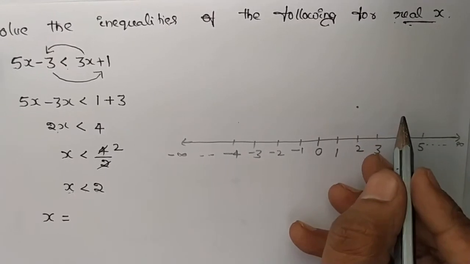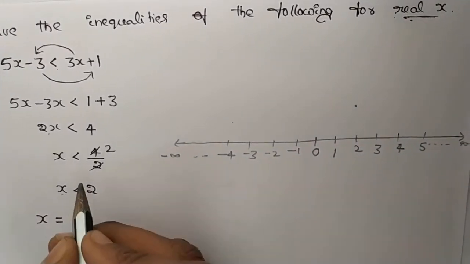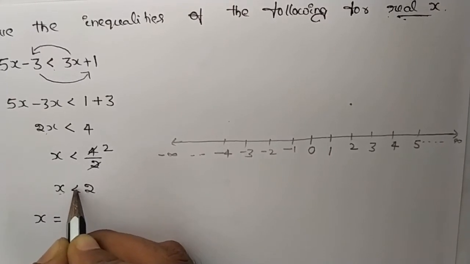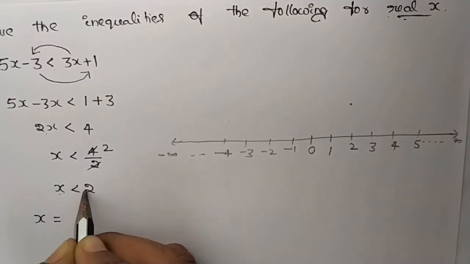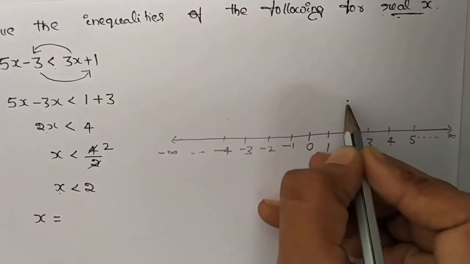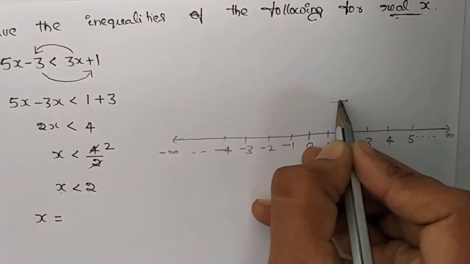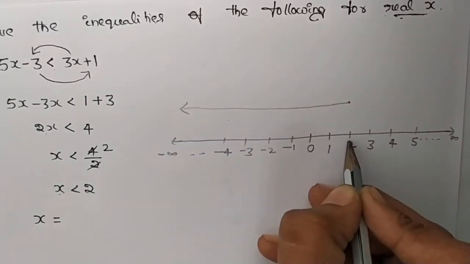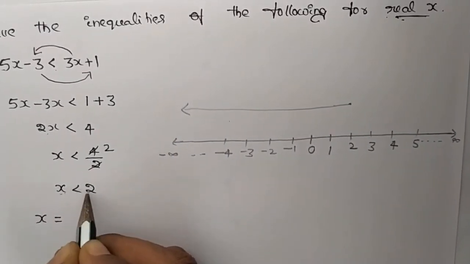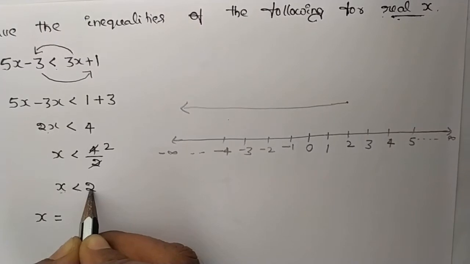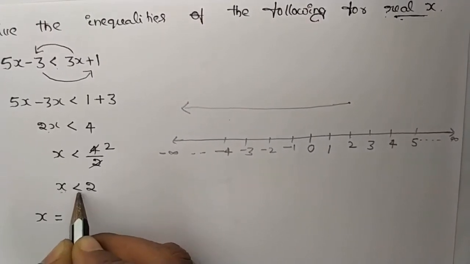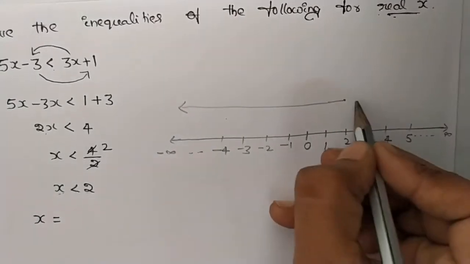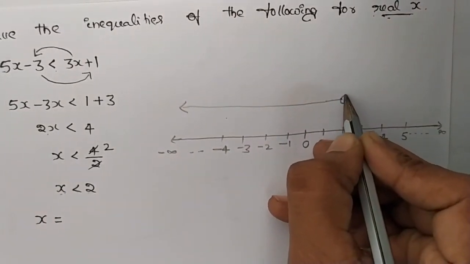If you are getting confused, there is a symbol: here we have x less than 2, and less than is showing the left side of the 2, isn't it? x less than 2, you can take it to the left of the 2. Next, one more thing, less than means 2 is included or excluded? 2 is excluded.